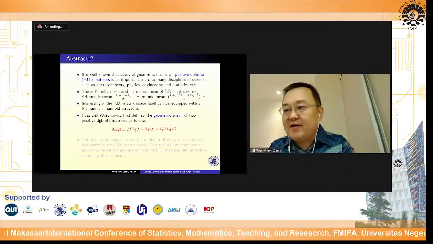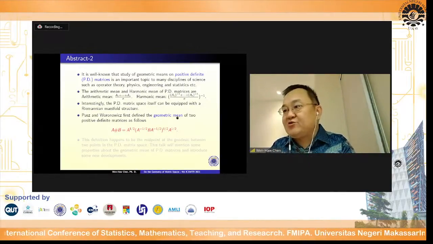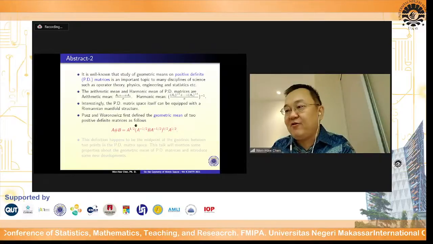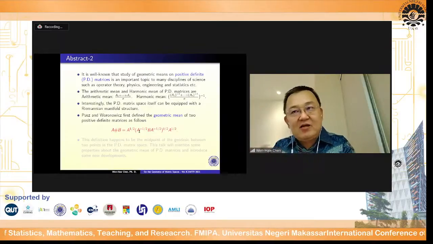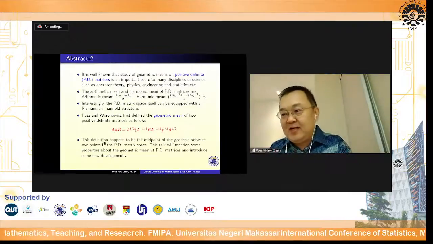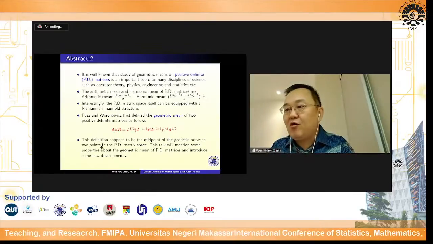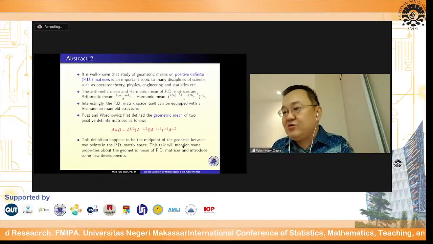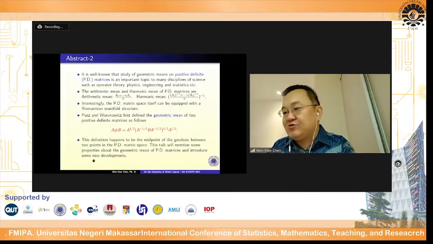So this work is first from Pusz and Woronowicz, who first defined the geometric mean of two positive definite matrices as follows, just like this formula. It's somewhat complicated, but later in this talk we will explain that it has a geometric meaning. This definition happens to be the midpoint of the geodesic between two points in positive definite matrix space. This talk will mention some properties of the geometric mean of PD matrices and introduce some new variables.